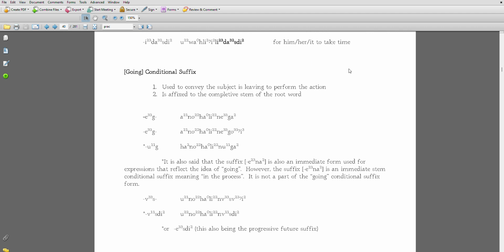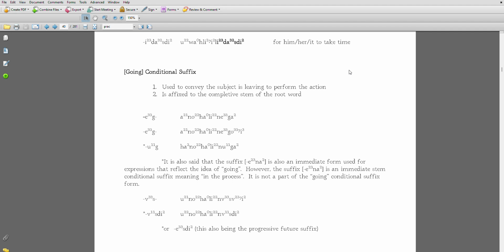Going conditional suffix. Used to convey the subject is leaving to perform the action. And it is affixed to the completive stem of the root word. Anohlinega. Hunting. Anohlinegoi. Usually is hunting. Hanohlinuga. Hunt. It is also said that the suffix ana is also an immediate form used for expressions that reflect the idea of going. However, the suffix ana is an immediate stem conditional suffix meaning in the process. It is not a part of the going conditional suffix form.